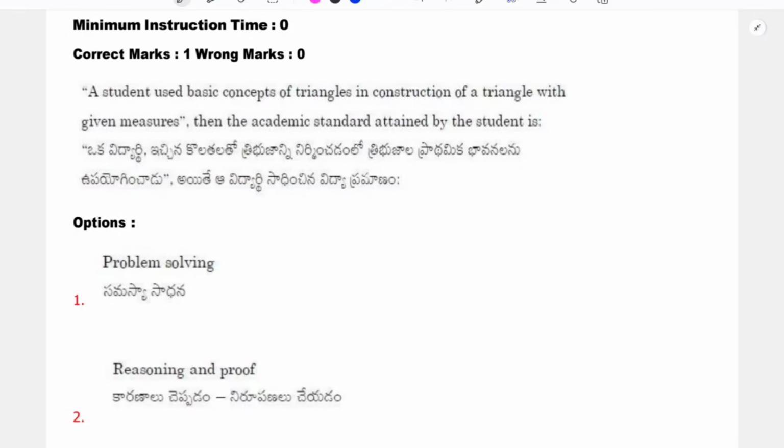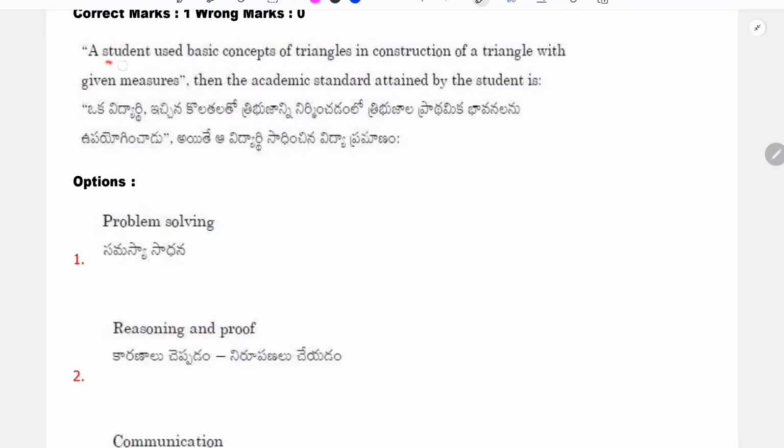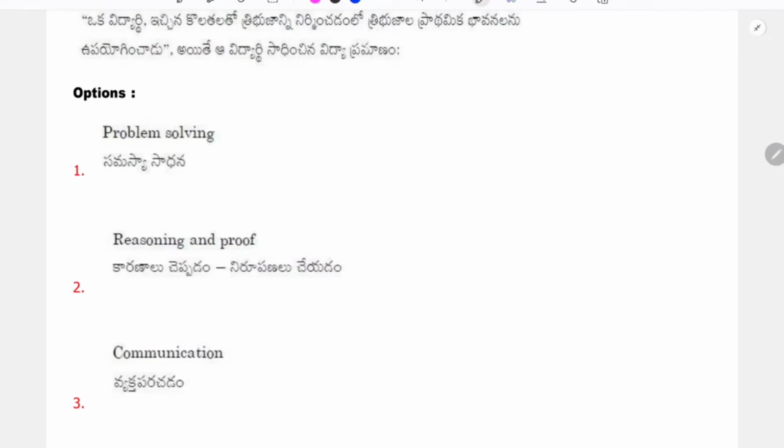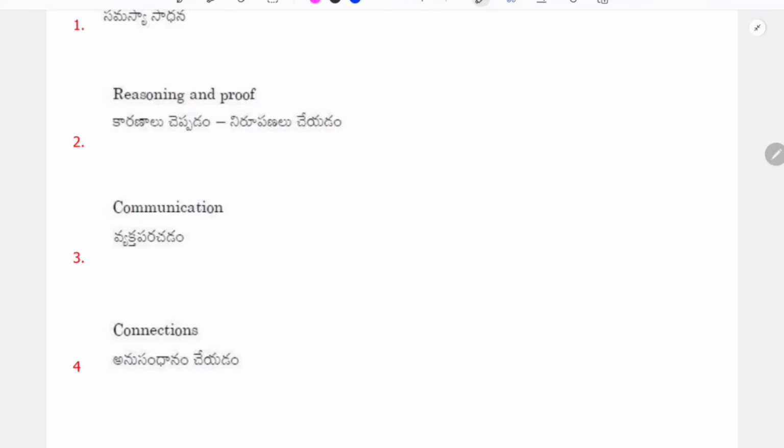A student used basic concepts of triangles. I will highlight here. A student used basic concepts of triangles in the construction of a triangle. He is using basic knowledge of triangles to construct the triangle with the given measures. Then the academic standard attained by the student is, what academic standard has he attained when he has done some construction of the triangle? Problem solving, reasoning and proof, communication, connections. So the correct answer here is what?